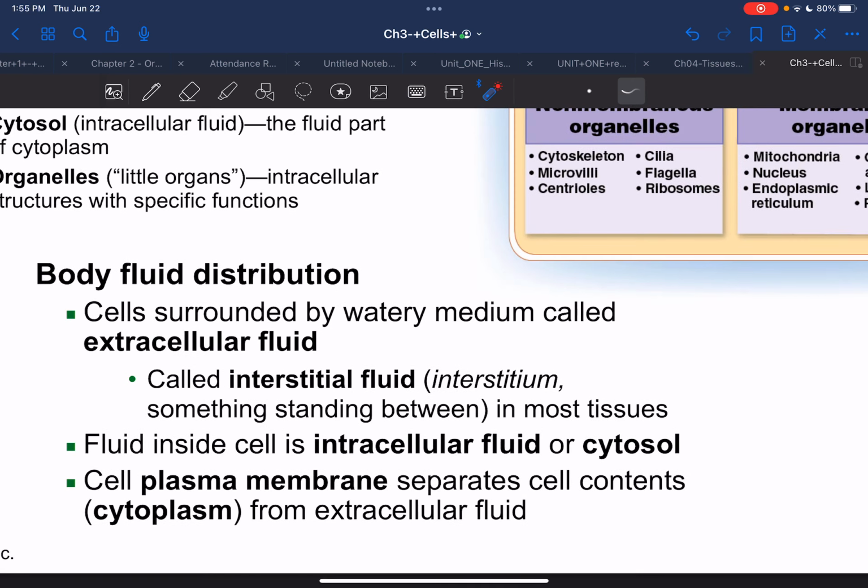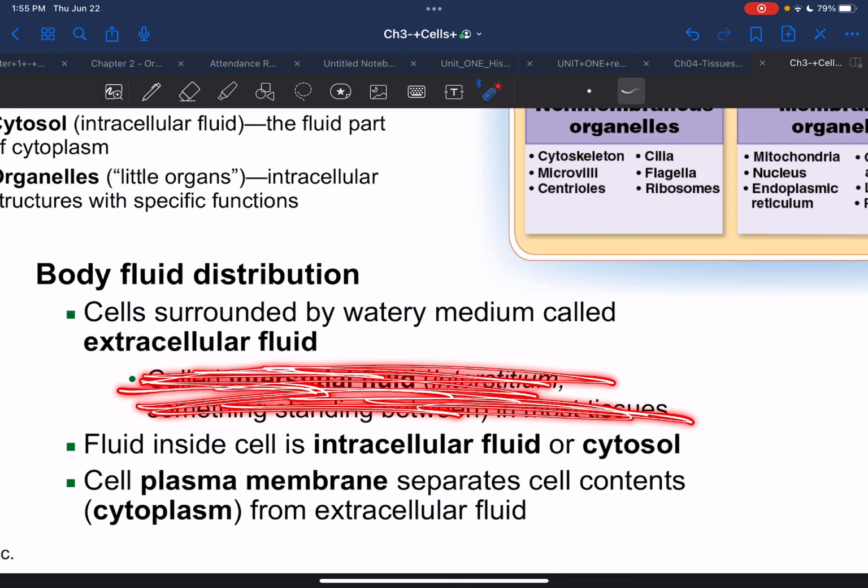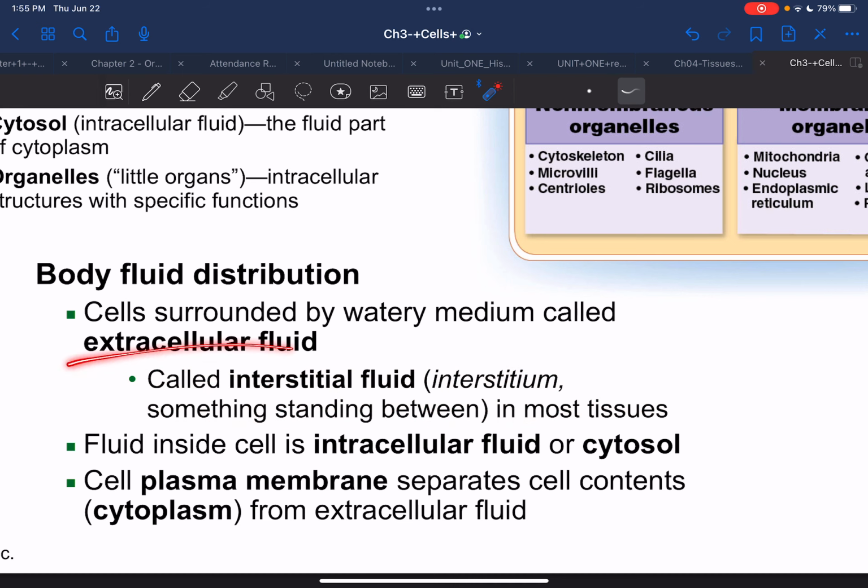There is this word interstitial fluid, but for now, you can cross it off from your notes because it's going to come back on the next packet, and it's much easier to understand a little bit later. And so nothing changes though. Extracellular fluid, intracellular fluid. And so there are interchangeable words, right? The fluid inside the cell was called intracellular fluid, or again, cytosol. And so the plasma membrane, by its definition, or the fact that it's a membrane, something that separates contents, is that it separates the cytoplasm from the extracellular fluid.